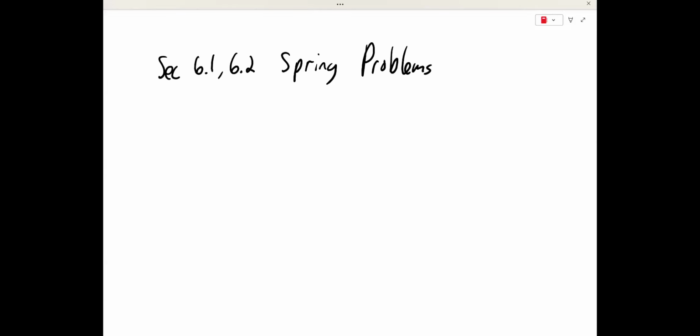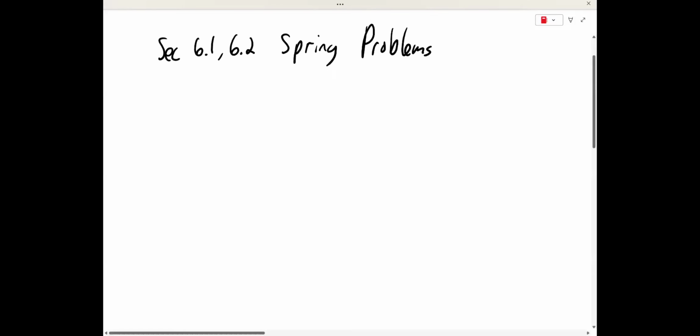Okay. So it's basically word problems involving second order differential equations. So we're gonna do spring problems. That's about all we're gonna do, the spring problems. This is section 6.1 and 6.2. So spring problems. Let me just show you the situation here.